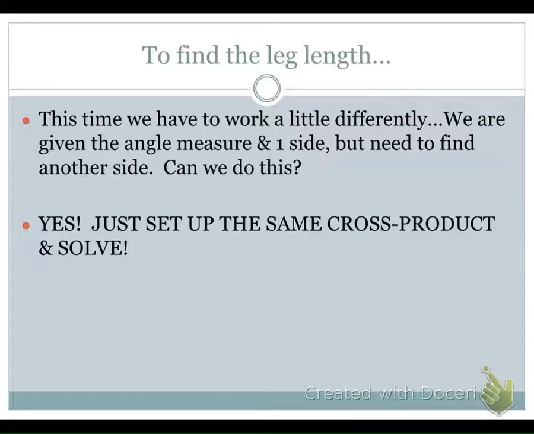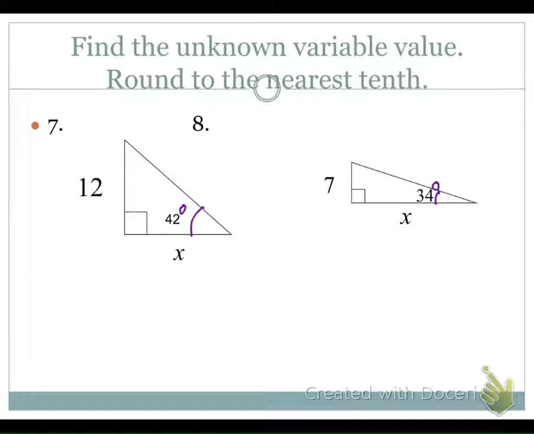So yes, just set up the same cross product and solve. So the blanks here are cross product and solve. So finding the side lengths and then we're rounding it to the nearest 10th. We're still using tangent, but now we know the angle.